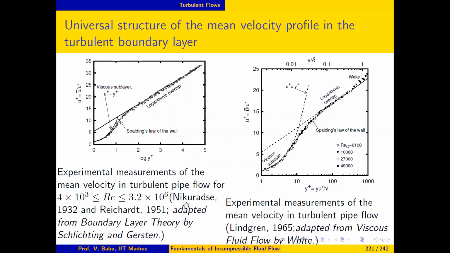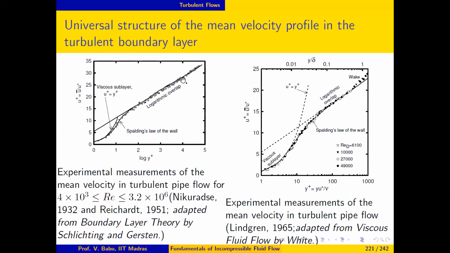Now, very careful measurements were made by Nikuradse and by Laufer and others in pipe flows for values of Y plus ranging all the way from the viscous sublayer up to the outermost region. And it can be seen that for internal flows also, the turbulent boundary layer shows a similar three-layer structure like before. So here is the inner layer or viscous sublayer where the velocity profile varies linearly with Y plus. So U plus varies as Y plus.